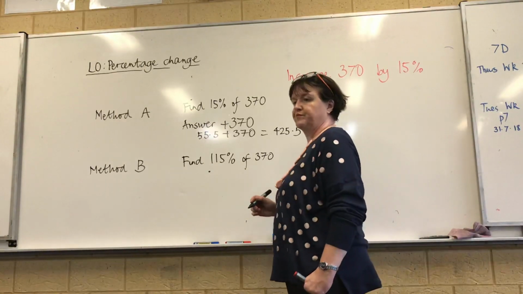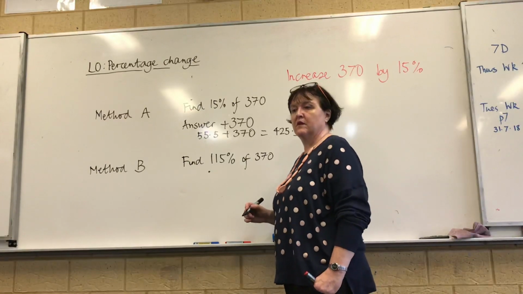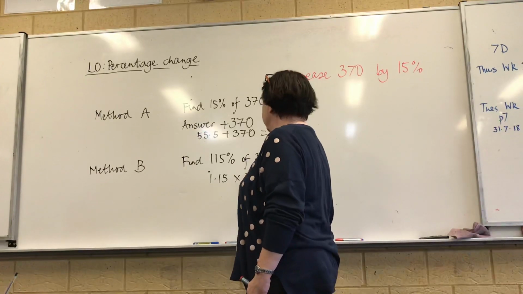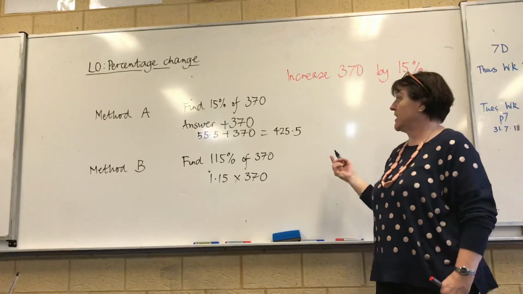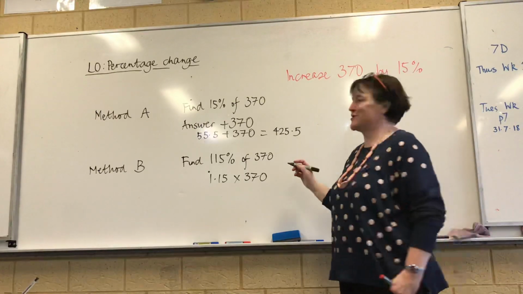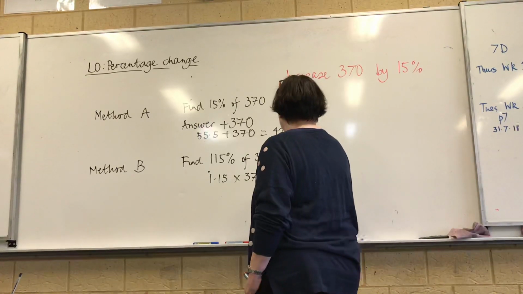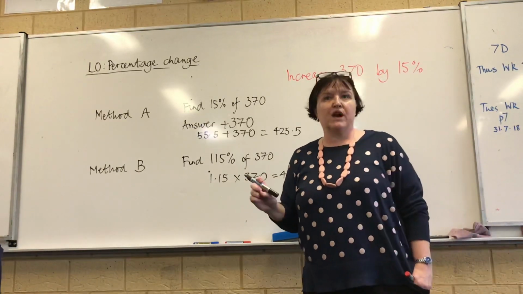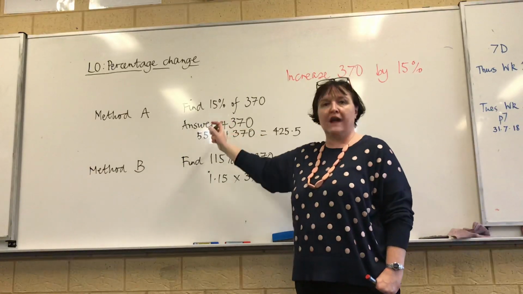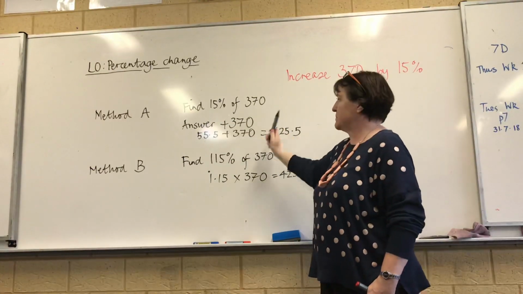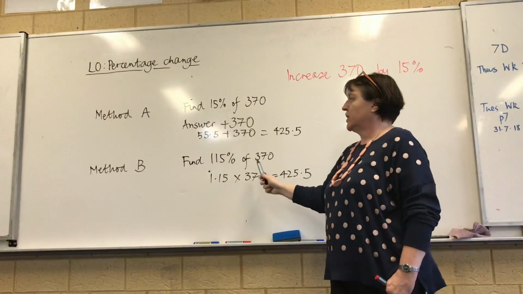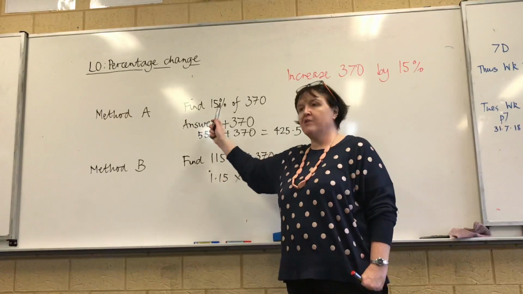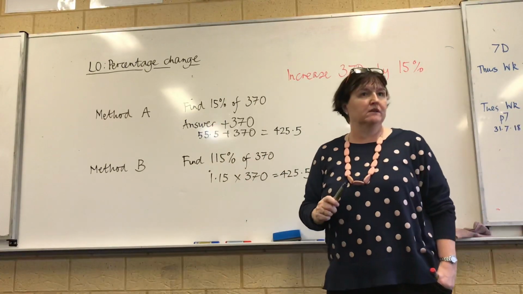You would either put the percentage to a decimal or divide it by 100 and then times it by 370. So it could be 1.15 multiplied by 370, which has got to give us 425.5, that's right, 425.5. So either way will get you the right answer. This one has one more calculation in it. You're finding 15% and then adding it. Here, you're just finding the 115%. Either way is acceptable, but you need to show your working.